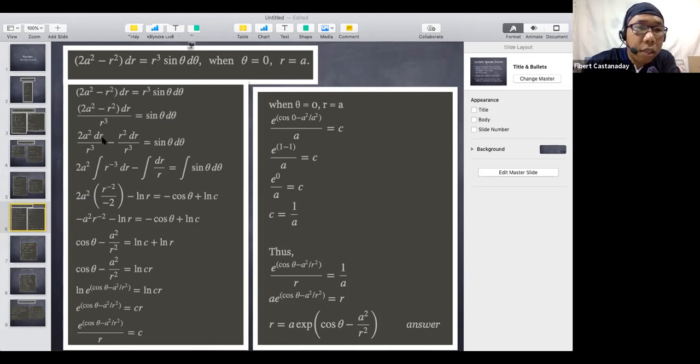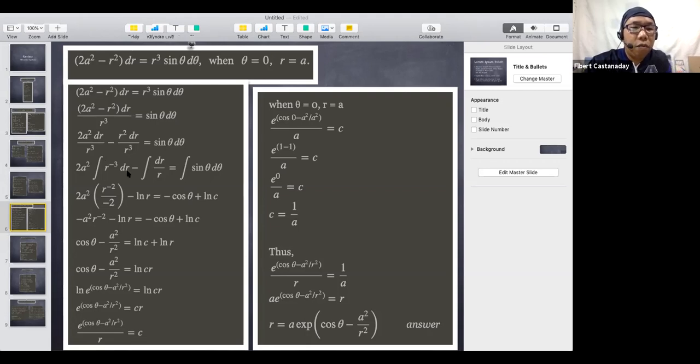So 2a squared times dr over r cubed, minus the second term, r squared divided by r cubed. You can cancel r squared, so we have this term dr over r. You can also put this r cubed up, making the exponent negative. Since 2a squared is a constant, you can put it before the integral symbol. So you have 2a squared integral of r raised to minus 3 times dr, and this term is the integral of dr over r. The right-hand side is the integral of sine theta d theta.